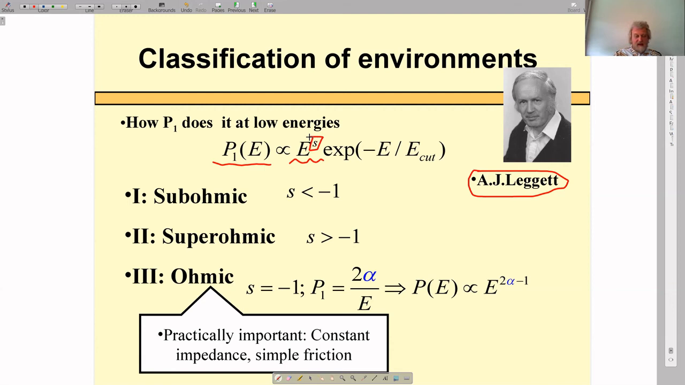And it turns out that these three cases I described just correspond to different values of S. If S is smaller than minus one, there is a subohmic regime, which is in fact classical. Superohmic, which is closer to quantum. And ohmic regime, which is borderline, as has been promised.